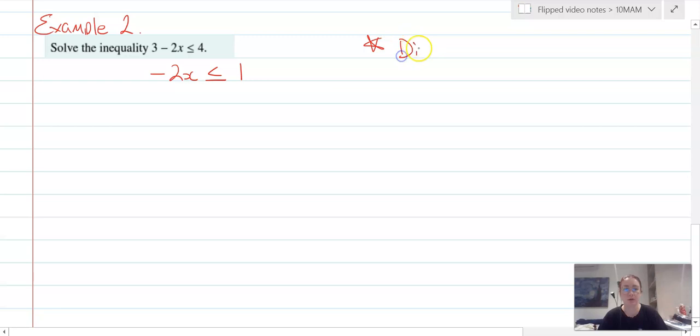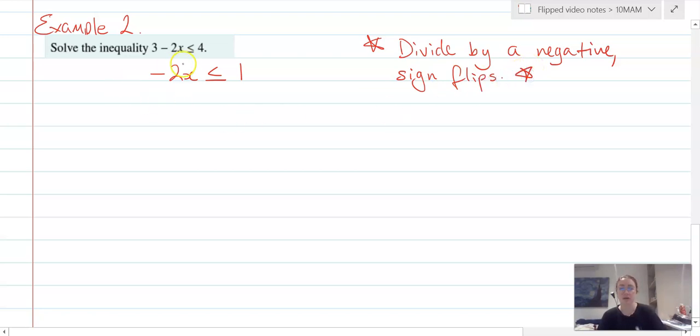When you divide by a negative, your inequality flips the other way, okay? So in this case, if we divide by -2, this inequality here is going to flip round this way. So that's just a special rule when working with inequalities.